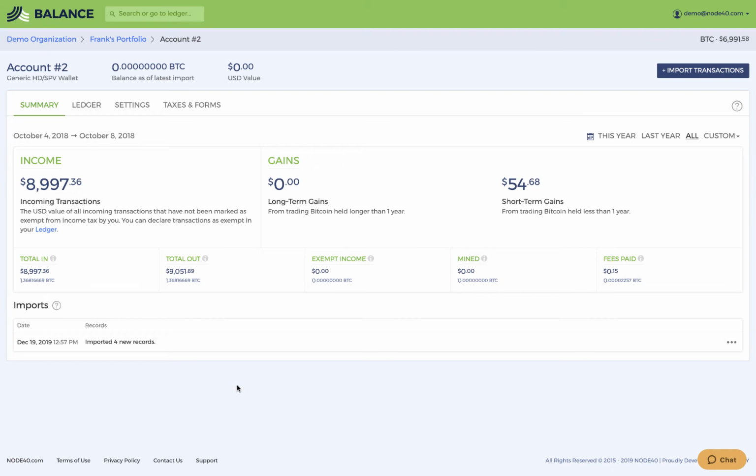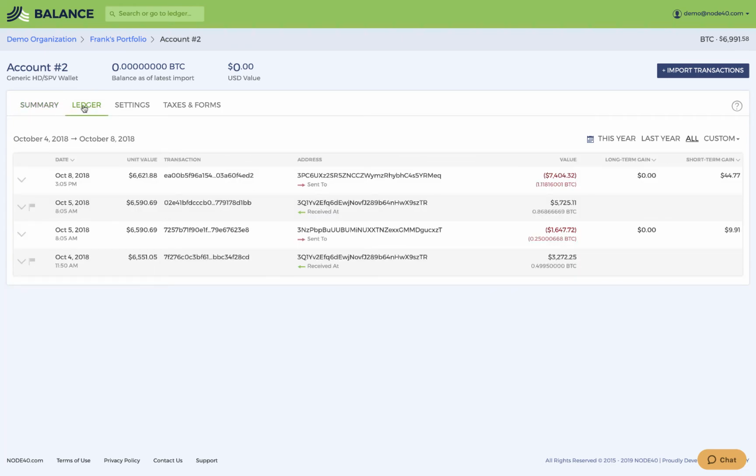In this video, I'll be showing how NODE40 Balance calculates your gains and losses using specific identification. This type of transparency is exactly what you would want should you ever need to defend your position. I'll be working with an existing ledger from a hardware wallet, in this case a Trezor. For the sake of simplicity, there are only 4 transactions in this ledger.